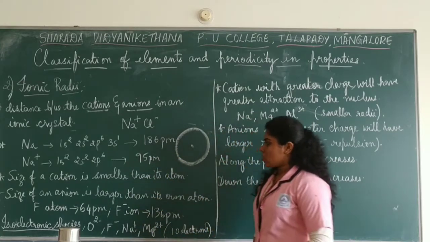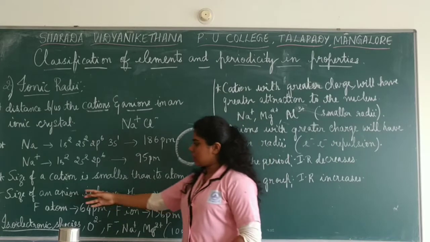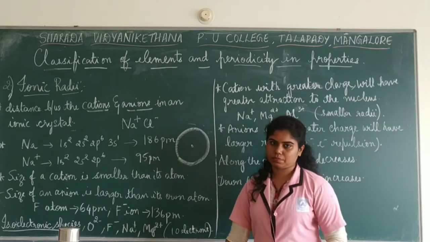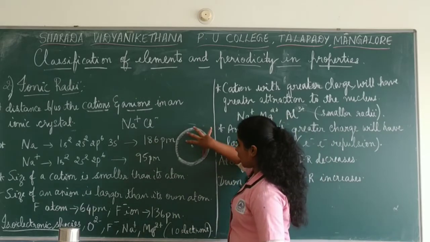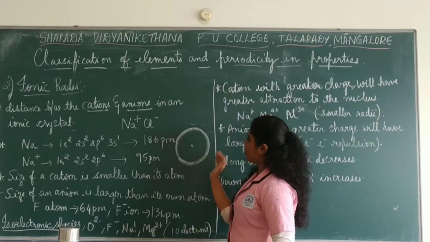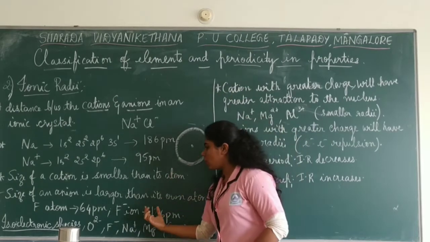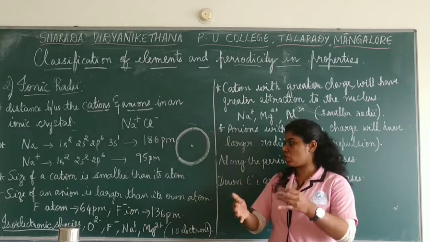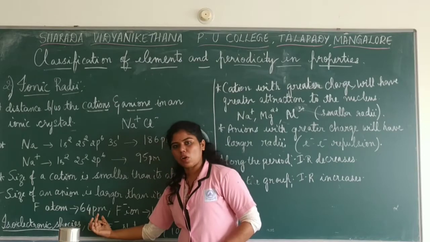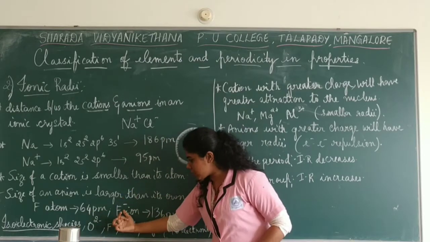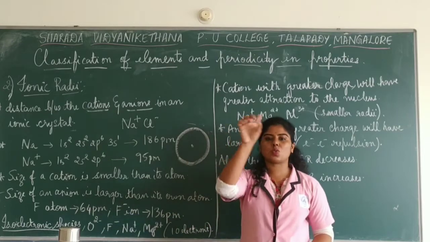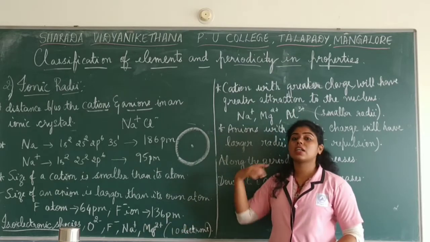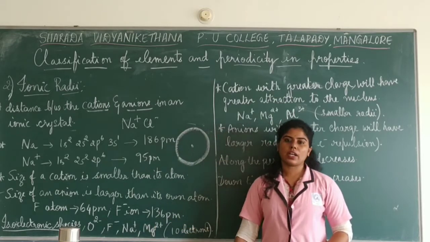Okay. So next, you have the size of an anion. The size of an anion is larger than its own atom. Now, when you spoke about the cation, it is the losing of electrons, so the number of electrons in the valence shell will decrease. When you talk about an anion, what happens here? One or more electrons are being added. If you imagine, here the fluorine atom has 64 picometer. But when an electron is being added, how many electrons are added? F minus, 1 electron is being added to it. So what happens to the size here? 136 picometer, which is a great increase in the ionic radius, correct?